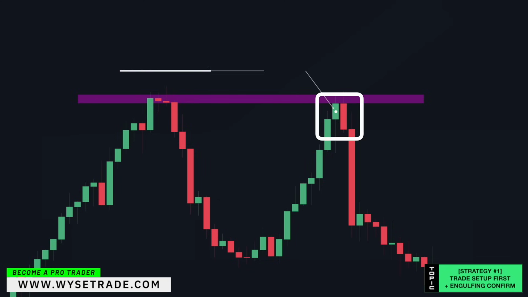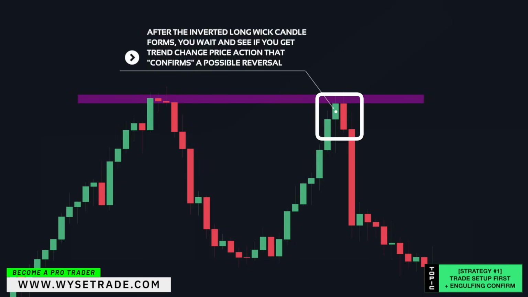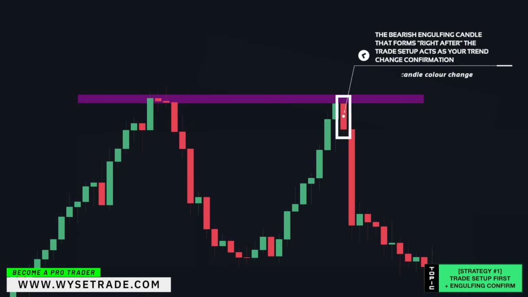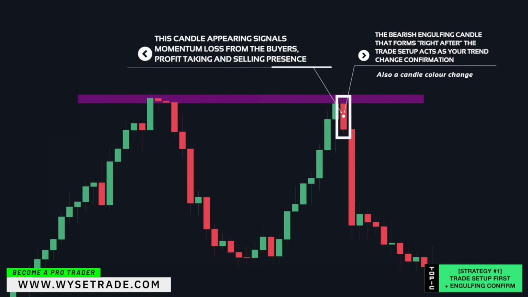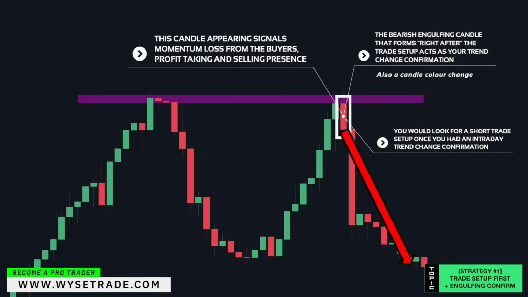You then wait and see if you get trend change price action, which you had through the bearish engulfing candle that is also a candle color change, all which shows momentum loss from the buyers, profit taking, and selling presence. You would then look for a short trade setup once you had an intraday trend change confirmation. Let's show this again.